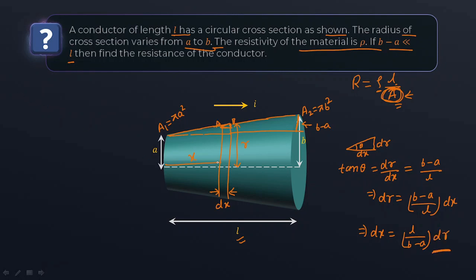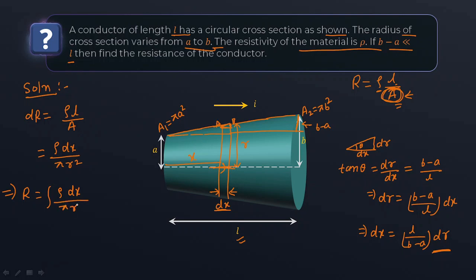Why are we doing this? Let us see. For this small element, the resistance dR will be equal to rho L by A. Here L for this element is dx, in the direction of flow of current. So rho dx divided by the area of cross section, that will be pi r square. The problem here is that x is variable and r is also variable. So to find the net value, we have to do the integration. So R will be equal to the integration of rho dx divided by pi r square, right?